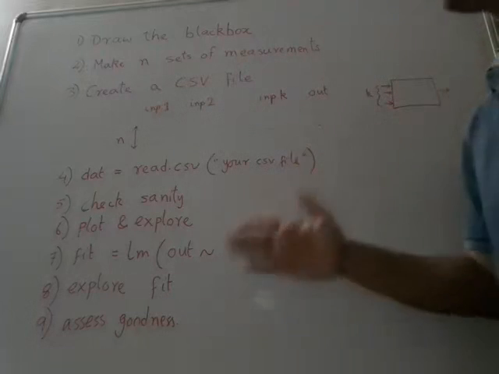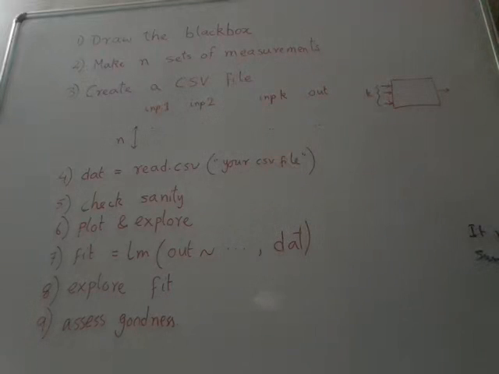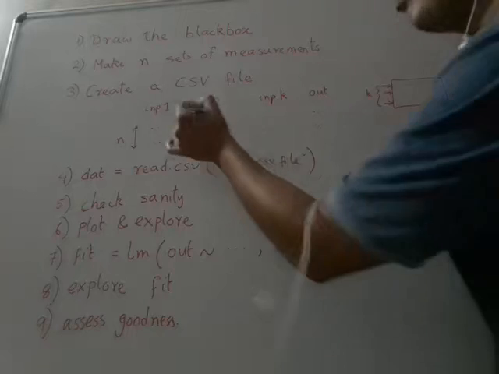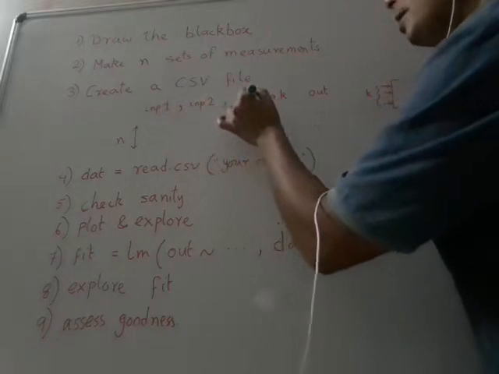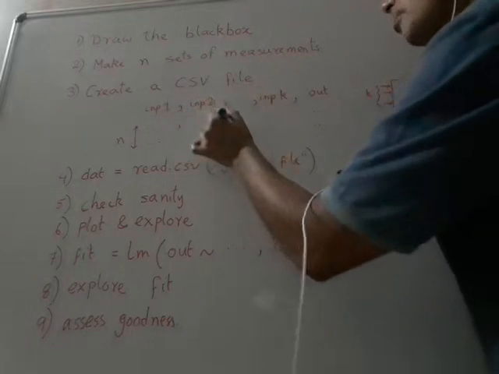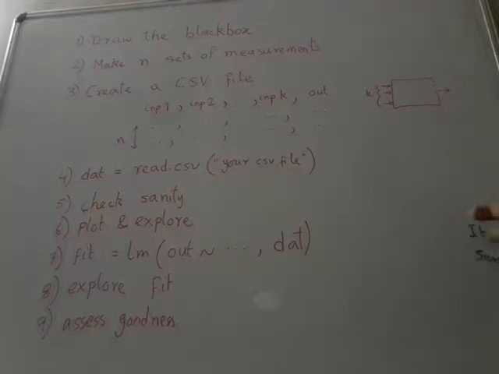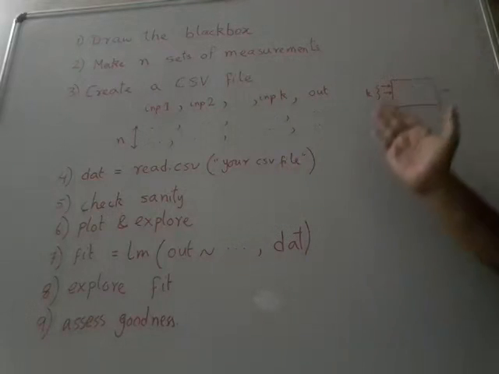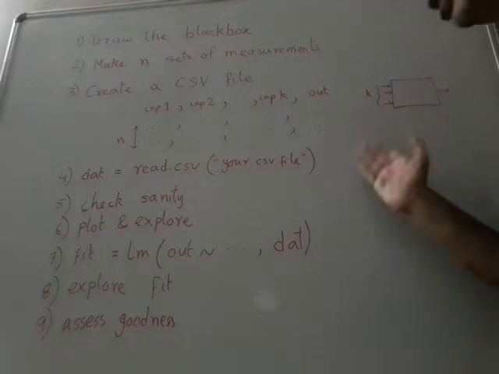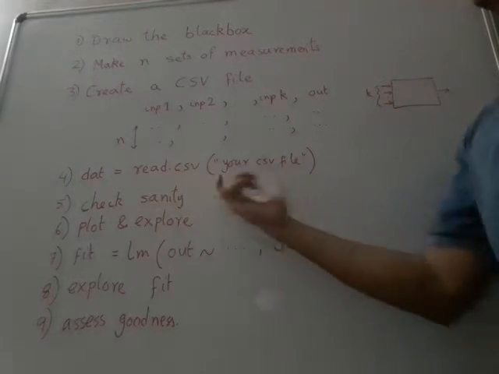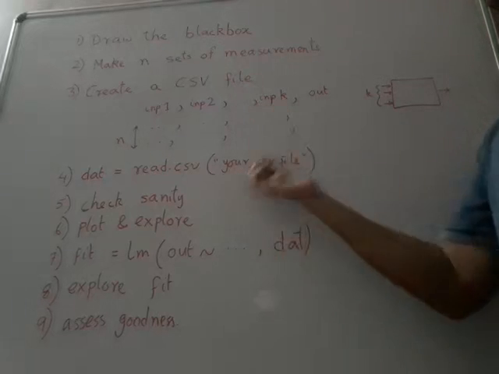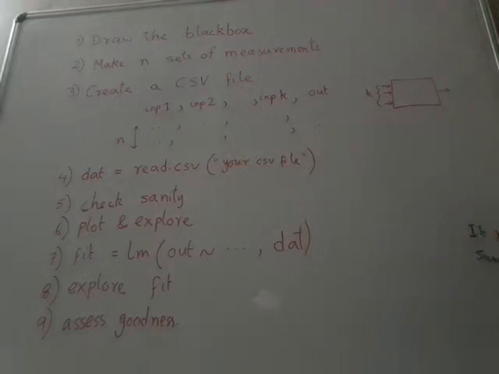And I would always suggest that you make it a CSV file. That means that you separate them with commas. They will make your life a lot easier. So make a comma separated file, and there are n many such lines. Then you load this file in R, dat equal to read.csv, whatever is the name of your file. Put it inside quotation marks.